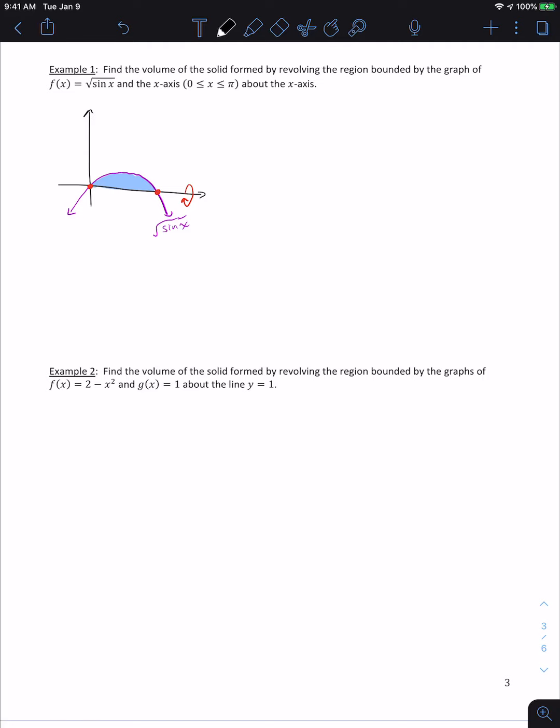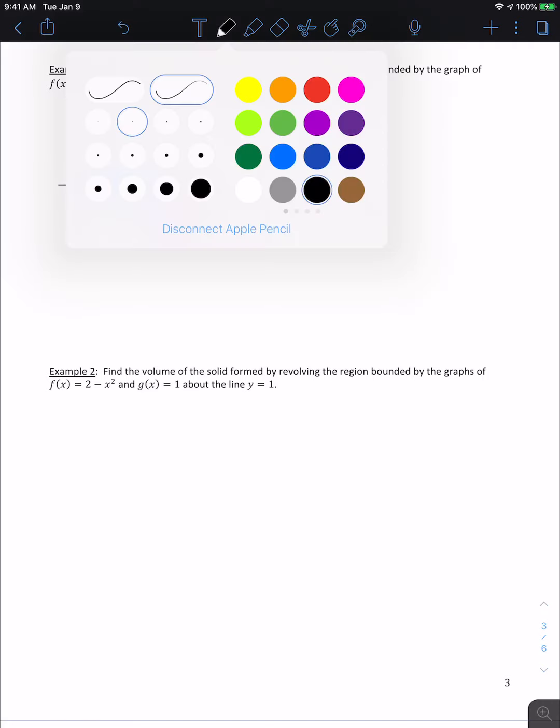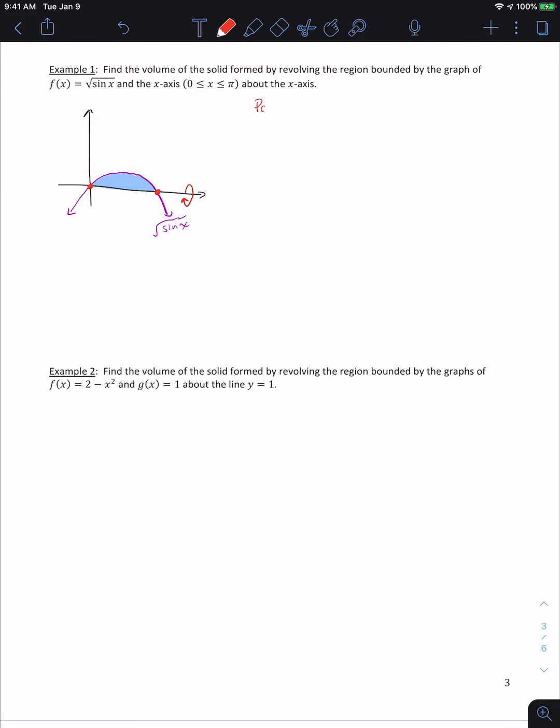So how do we find those values? Well, when does the square root of sine x equal 0? In order to find those points of intersection, we need to determine when this graph runs into the x-axis, and the x-axis has a y value of 0. So we set the y value, square root of sine x, equal to 0. Square both sides, and I'm left with sine x equals 0. When does sine equal 0? Well, sine equals 0 at x equals 0 and x equals pi. So this value here is pi, and this value here is 0.